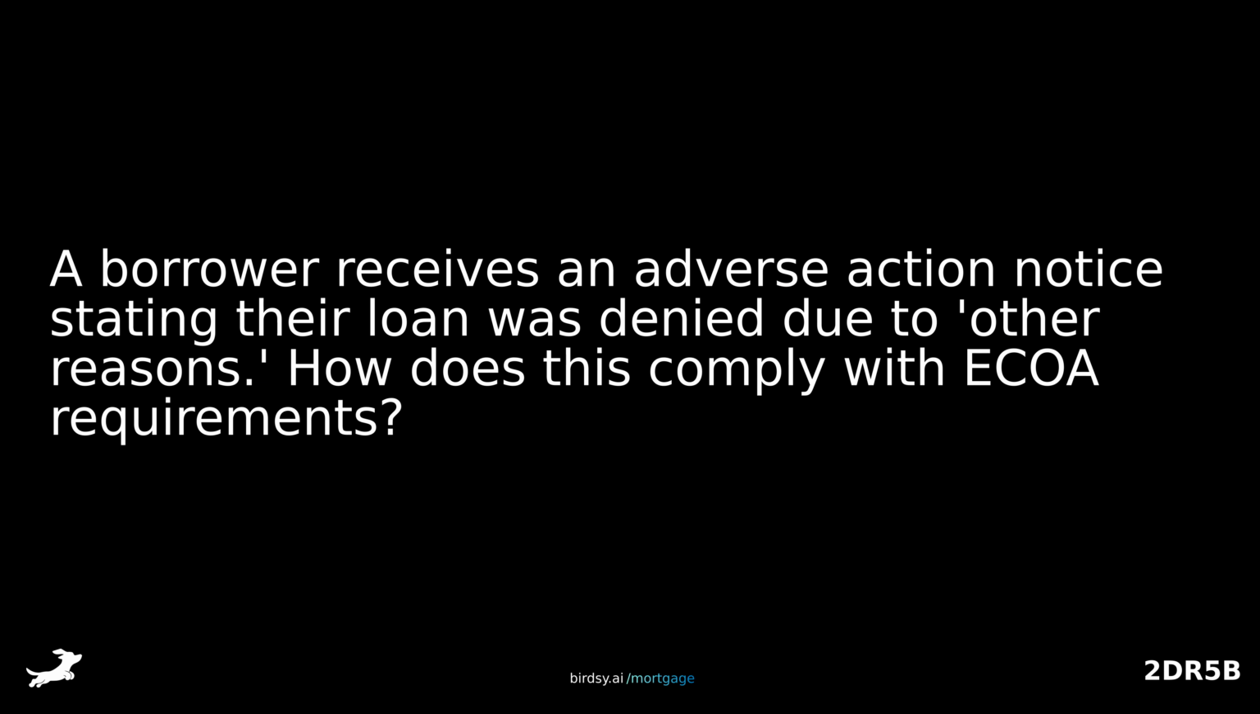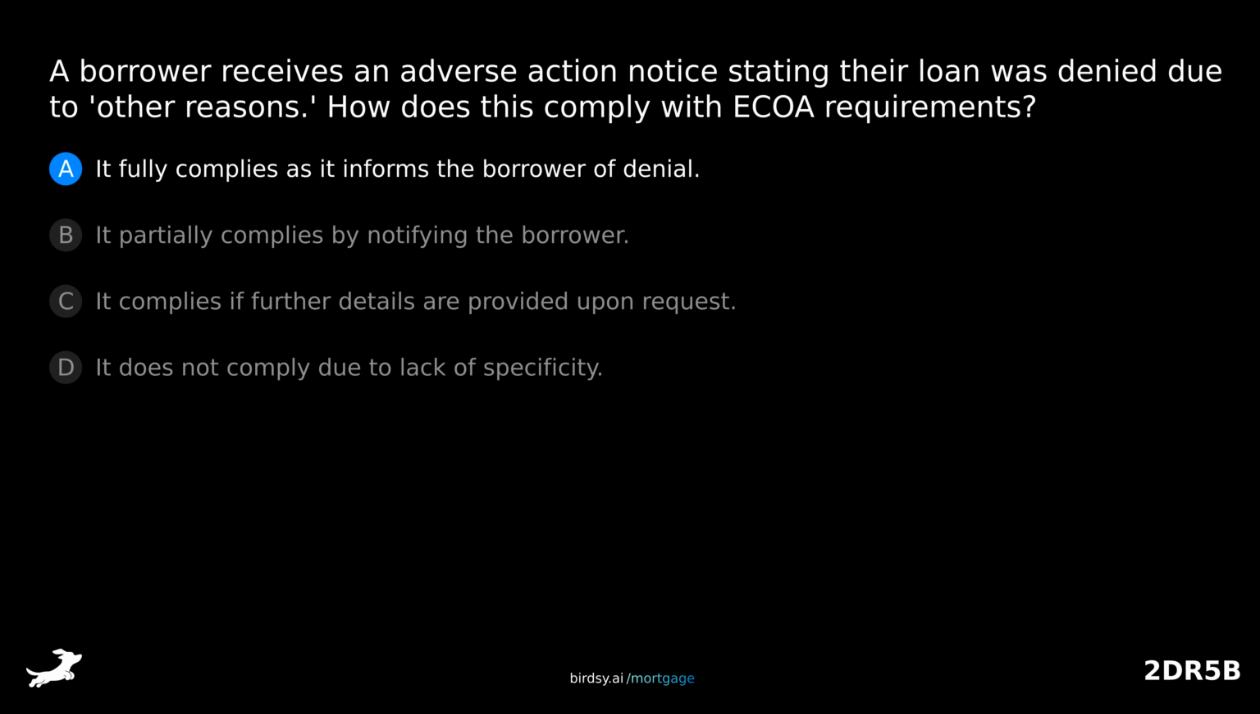A borrower receives an adverse action notice stating their loan was denied due to other reasons. How does this comply with ECOA requirements? Is it A, it fully complies as it informs the borrower of denial? B, it partially complies by notifying the borrower? C, it complies if further details are provided upon request? Or D, it does not comply due to lack of specificity?